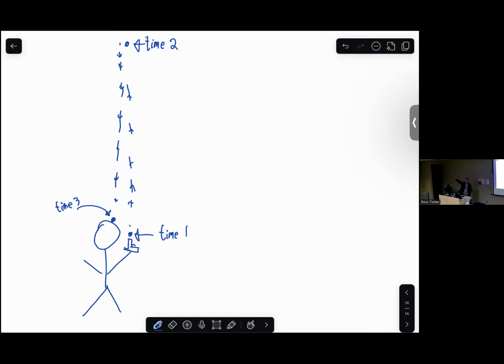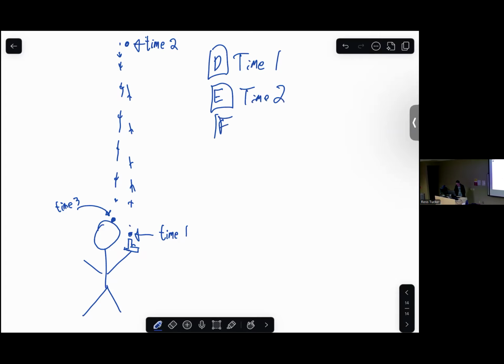Okay, Google questions D, E, and F. What form or forms of energy do I have? Your only legal letters are K, U_G, and U_E. Are we up? Are we moving? Is there a spring somewhere? Time 1 energies, time 2 energies, time 3 energies. Just the forms.